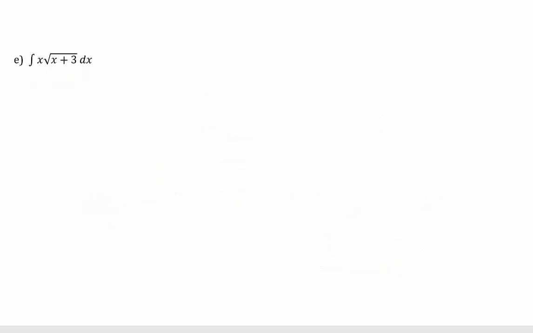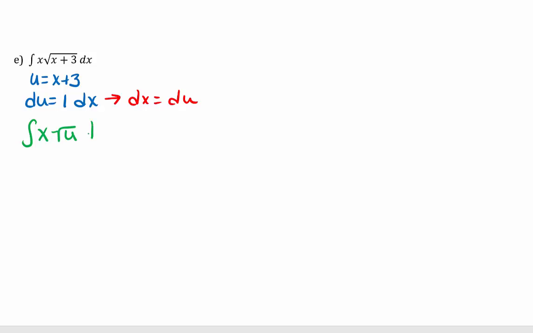All right, one more example. Let's see, I'm going to pick a u. I think I'm going to pick the thing inside the square root, the x plus 3. So then my du would be 1 dx. There isn't really any solving to do here. Dx is the same thing as du. And so if I rewrite this integral, let's see, I would get x square root of u du.